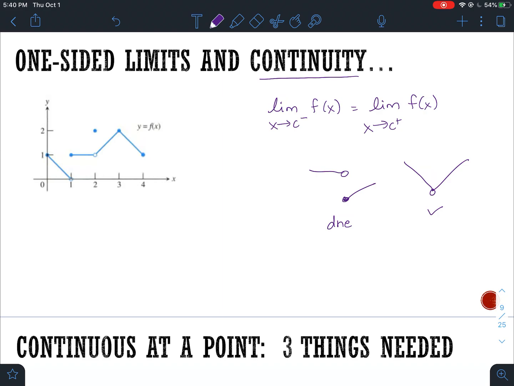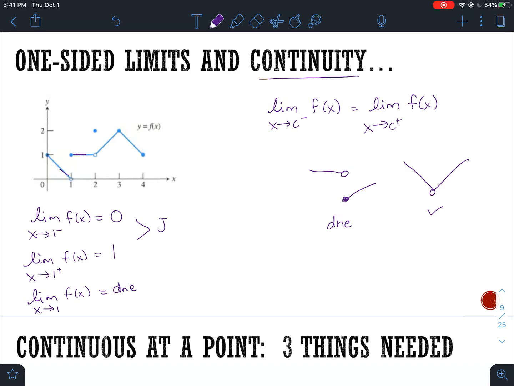So let's talk about this. If I wanted to look at the limit as x approaches 1 from the left, as I'm approaching 1 from the left, the height of that graph is 0. Let's look at the right-hand limit. What's the limit as x approaches 1 from the right-hand side? As I'm approaching 1 from the right, the height of that graph is 1. Now notice those are two different values. What type of discontinuity is happening there? The limit doesn't exist because it's two different y values. So when your limit from the left and limit from the right are different, there's going to be a jump in the graph.